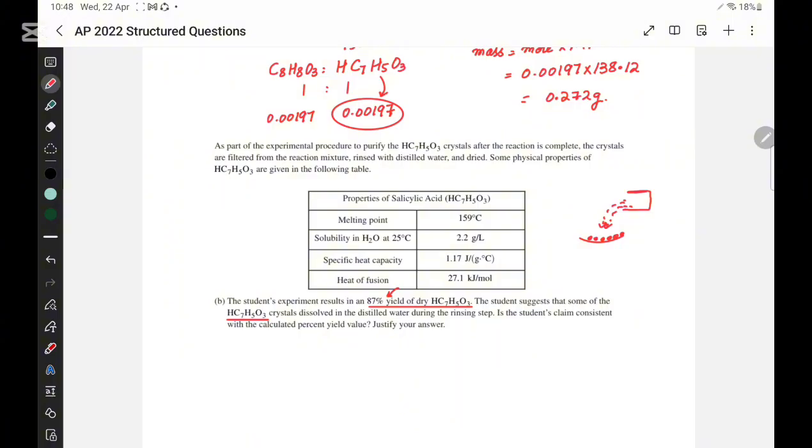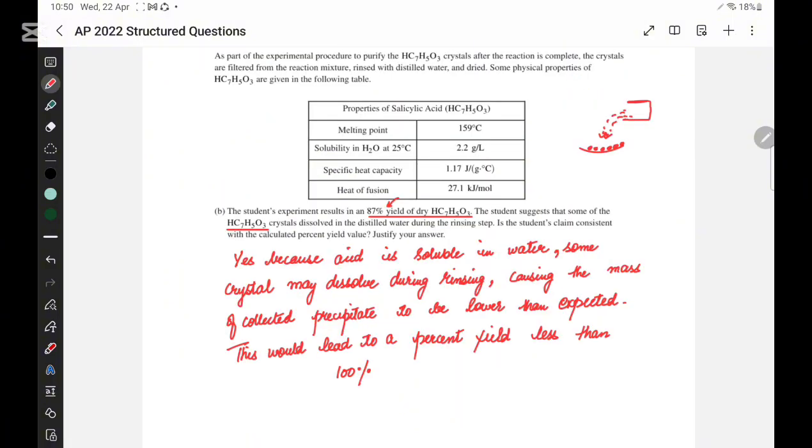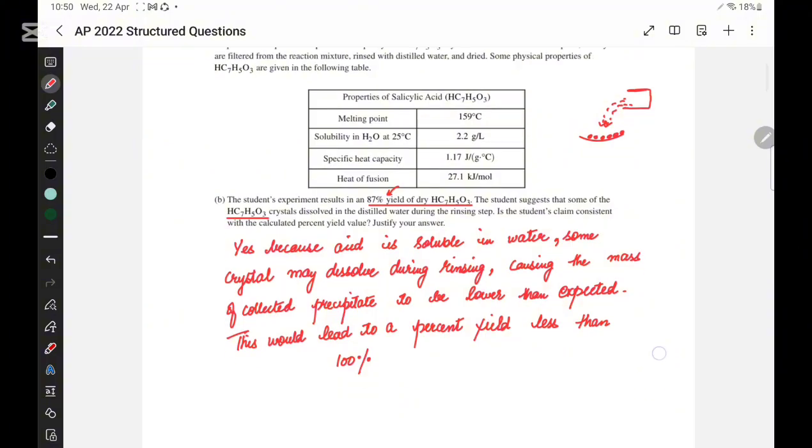So how am I going to write it? This is going to be the right explanation for them, because acid is soluble in water. That's why some of the precipitate would dissolve and would cause the yield to be less than what was expected.